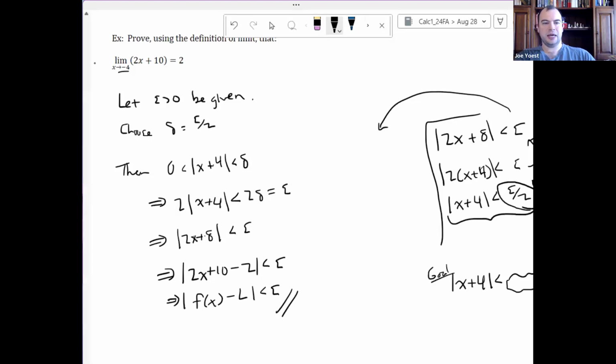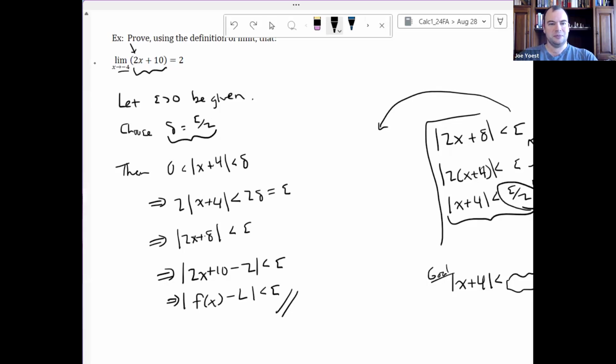We can make the output of 2x plus 10 as close as we like to the limit of 2 by choosing inputs sufficiently close to -4. And specifically, if I say that I want the output of f to be within epsilon units of 2, I should choose inputs that are within epsilon over 2 units of -4. That kind of makes sense because my input gets stretched by a factor of 2 moving to the output. So that's where this factor of 2 comes from. It's kind of sensible.